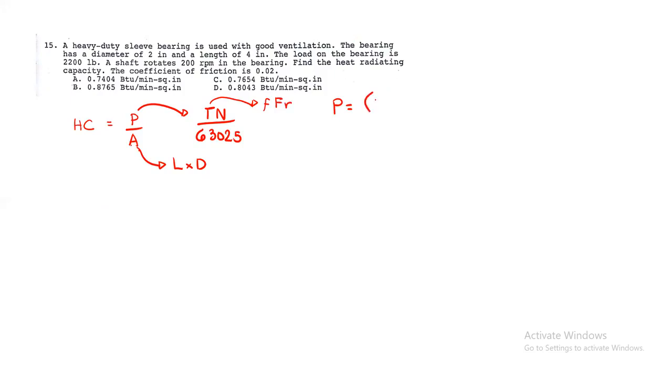So, friction, ilan yung friction natin? 0.02 times force na, ilan yung force natin dito? 2,200 pounds. Times radius na 2, divide mo ng 2 para maging radius, inches. Times 1 foot per 12 inches. Yan yung torque pa lang yan. Then, RPM natin is 200 revolutions per minute.